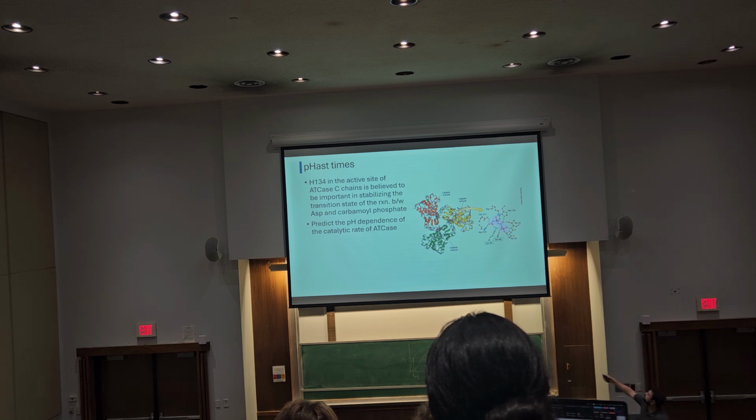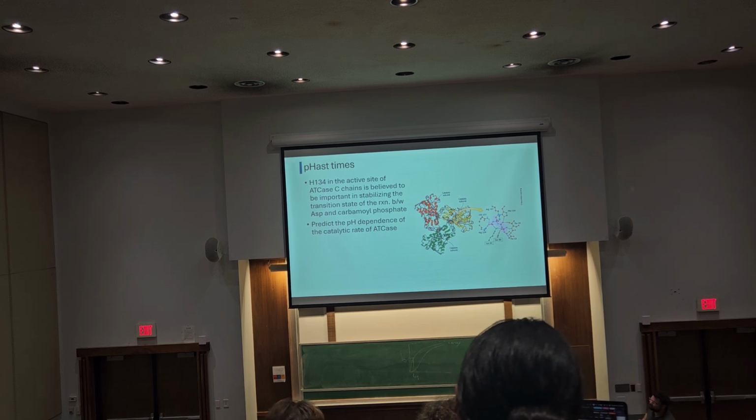Here we have, this is the 134 over here. Here we have the intermediate, right? This is the transition state. Right, so you see the binding between the active site and the transition state. So what do we think would happen as pH increases? Would anything happen? Would the velocity increase or decrease?